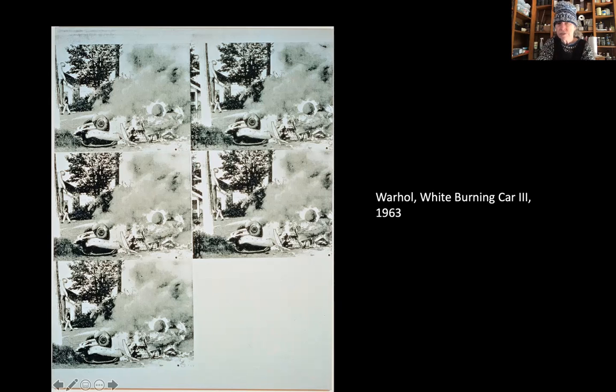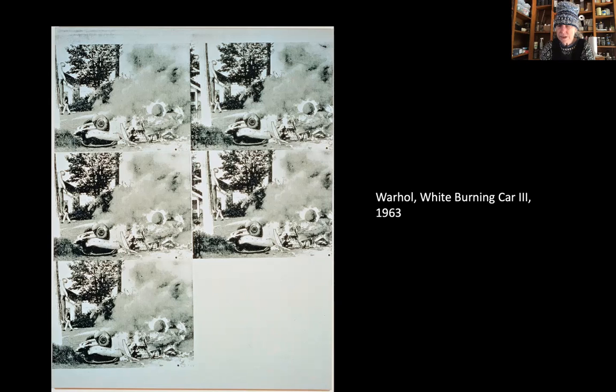So Warhol sees this photograph, turns it into a silkscreen matrix and reproduces it 5 times, and for some reason leaves this square blank and calls it White Burning Car. One of the things Warhol said about disasters in general, and media photographs of disasters, was that when you see the same horror over and over, it sort of ceases to horrify you.